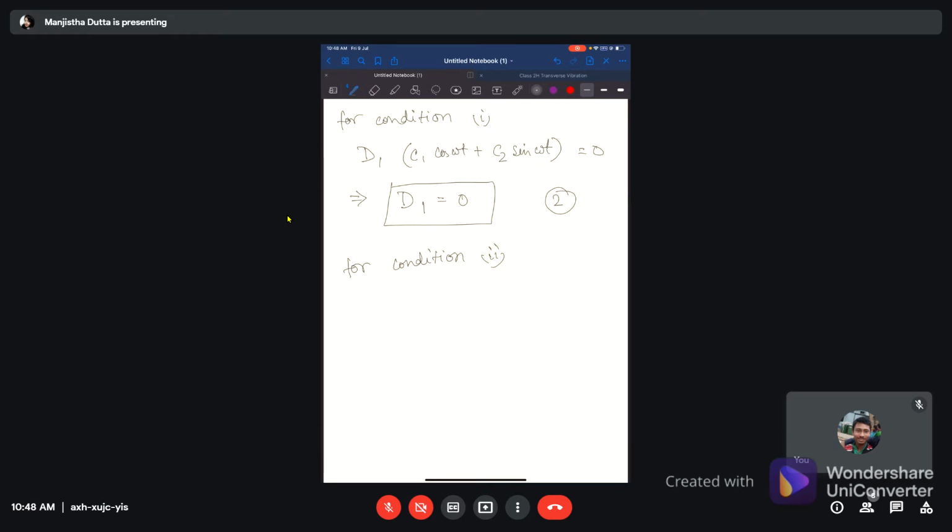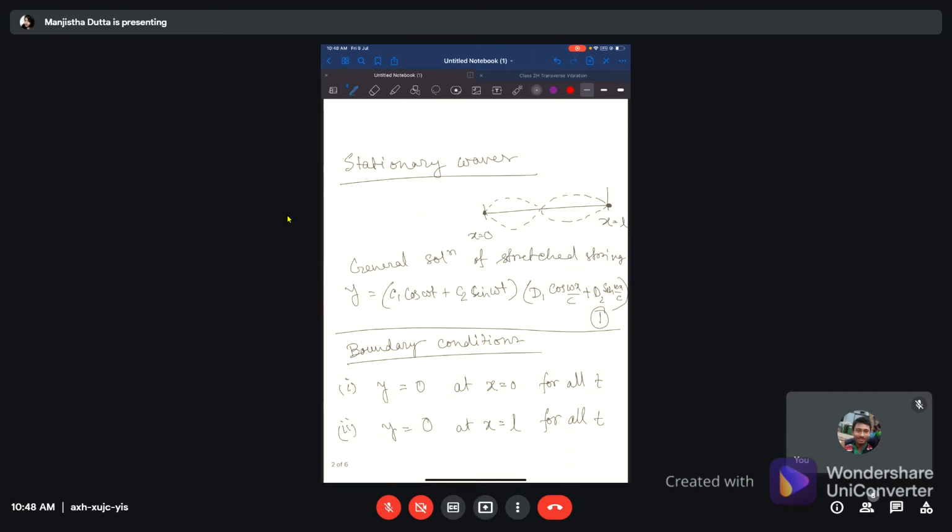So we already know that d1 is equal to 0, so we will put d1 is 0 over here. We are only left with d2 sine omega x by c. But our second condition is y is equal to 0 at x equal to L. That means x will be L, so d2 sine omega L by c multiplied by this bracketed thing will be equal to 0.